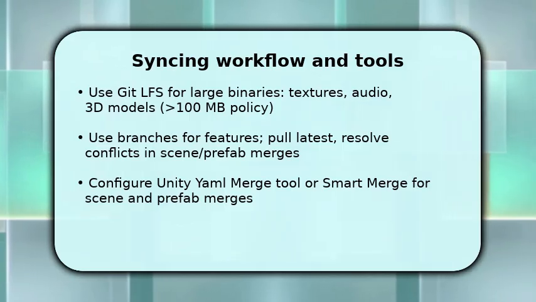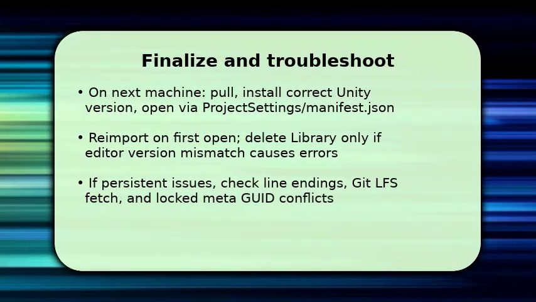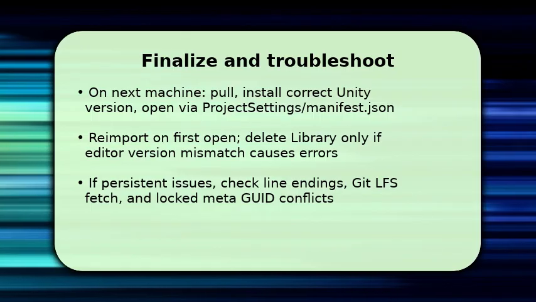You finish by pulling the repo on the other computer and ensuring you install the exact Unity version recorded earlier, because mismatched editors produce asset serialization differences. Open the project and allow a full reimport. That rebuilds the Library locally.